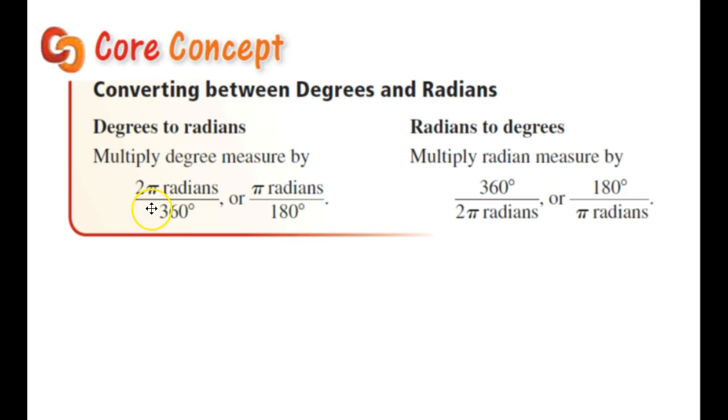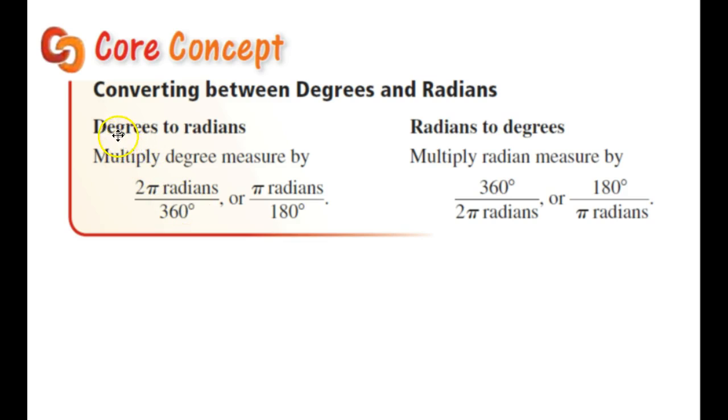I always think of degrees and radians kind of like when we measure temperature. We can measure temperature in both Fahrenheit and Celsius. It measures the same thing but using different units. Here we're doing the same thing. We're measuring the same thing just using different units, degrees and radians.